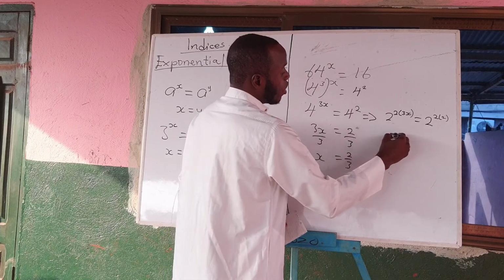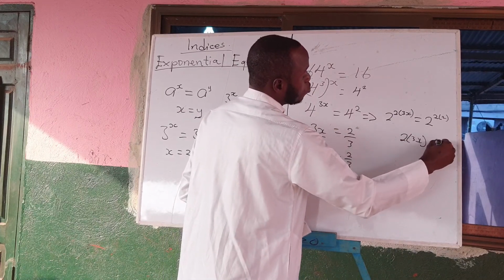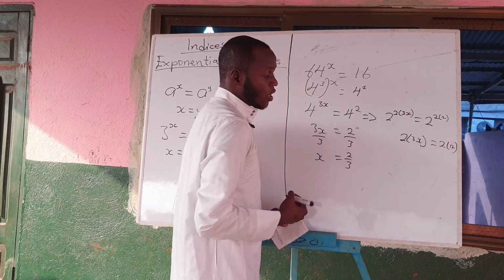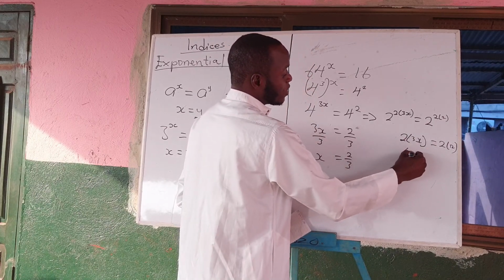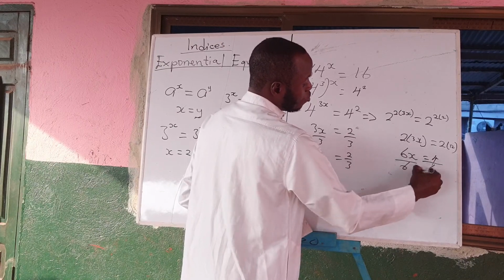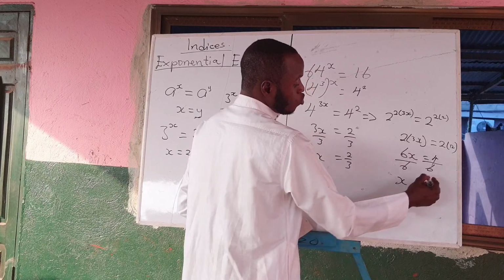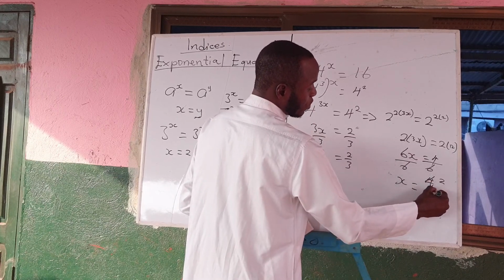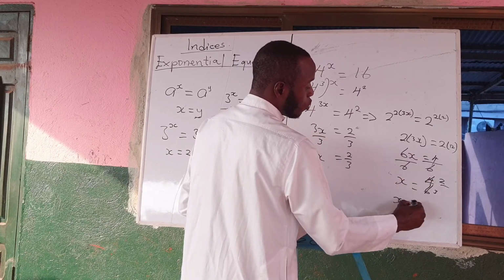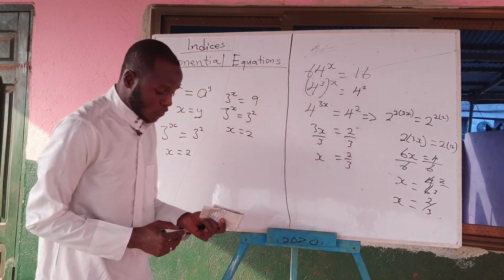So we could have 2 times 3x equating to 2 times 2. 2 times 3x we have 6x equal to 4. When you divide both sides by 6, we have x equal to 4 over 6. 2 will go into 4 two times and into 6 three times. So at the end of the day, you realize that we have the same answer as this one. So they all give you the same answer.